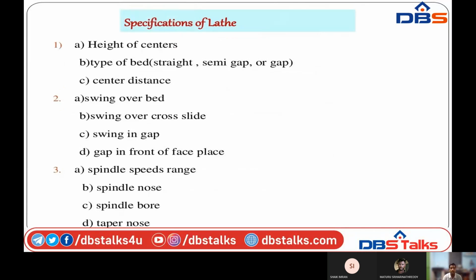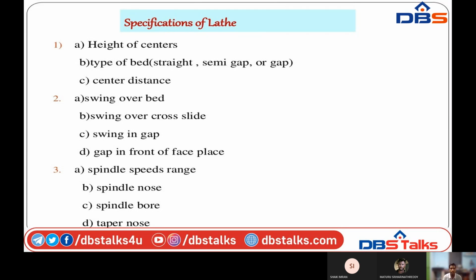Next, coming to the specifications of lathes. These are all the main specifications. Specifications means heights, depth, etc. Here, first of all, I am discussing the height of centers. Height of centers relates to the type of bed. Which type of bed are we using: straight, semi-gap or gap? These are the different types of beds here.